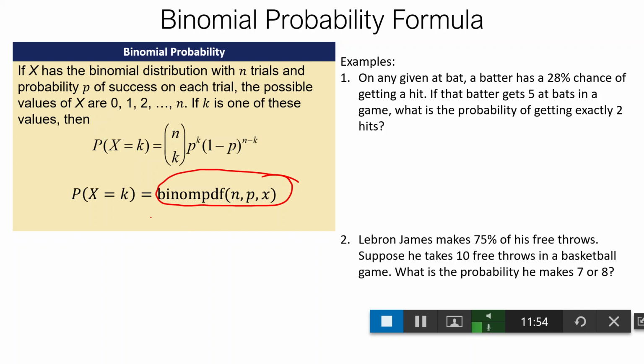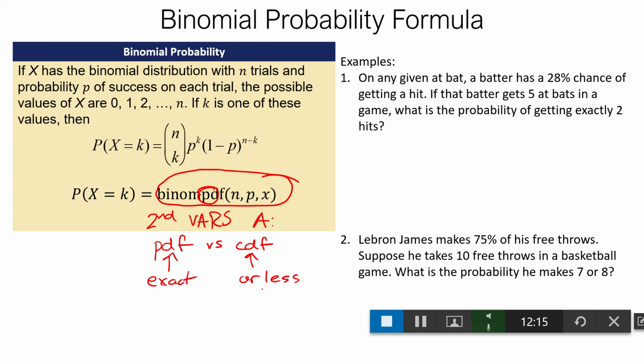The built-in function is under second, vars, the distribution menu, and then it's a ways down, letter A. And this is binomial PDF. There is also a binomial CDF, so there's a binomial PDF versus binomial CDF. PDF gives us exact, CDF gives us that many or less. We'll talk about that in an upcoming couple of slides.